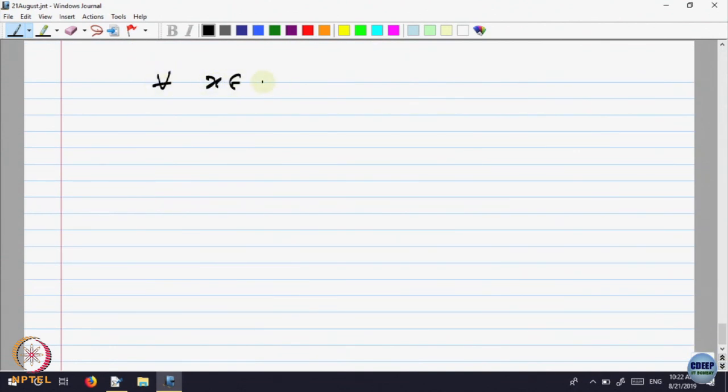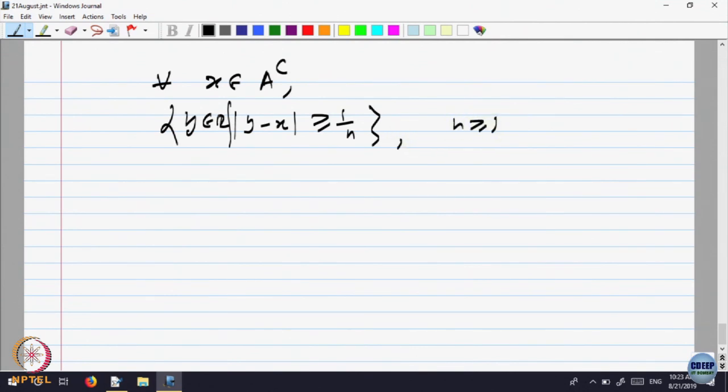So, for every x belonging to A complement, we are looking at the sets y belonging to R such that mod of y minus x is bigger than or equal to 1 over n, n bigger than or equal to 1. Okay. So, if x belongs to A complement, and if I call these sets, so this is the ball centered at x of radius 1 over n and the closed thing. Okay. So, this implies x belongs to this ball.